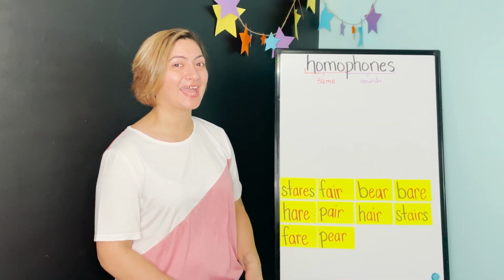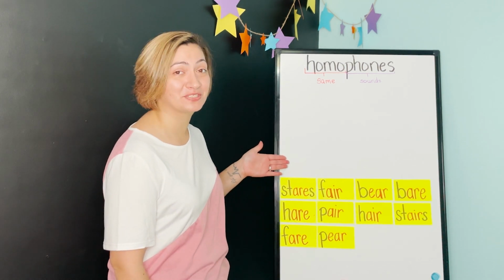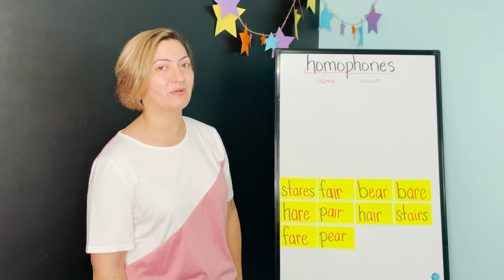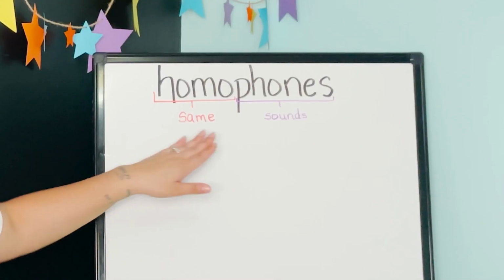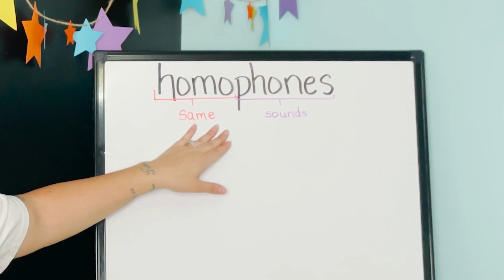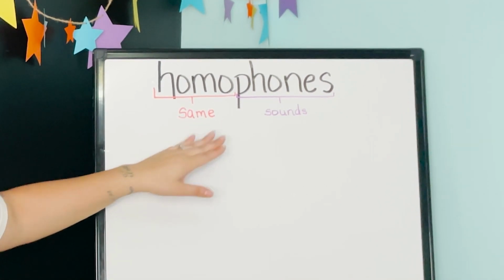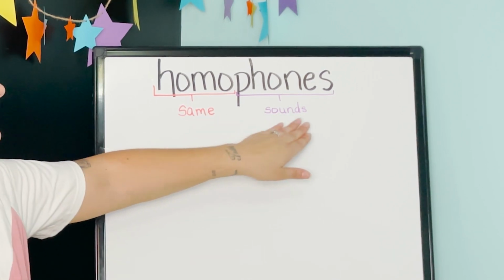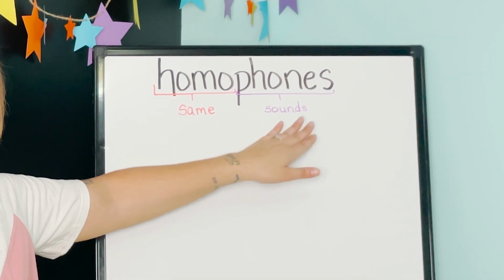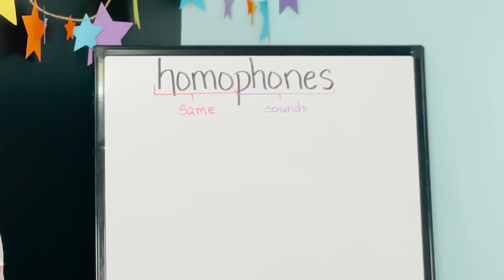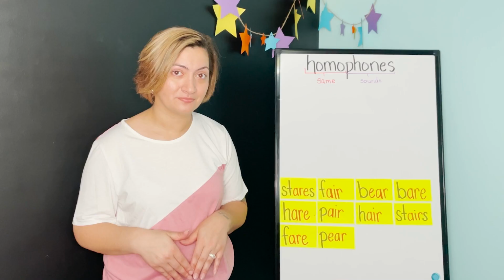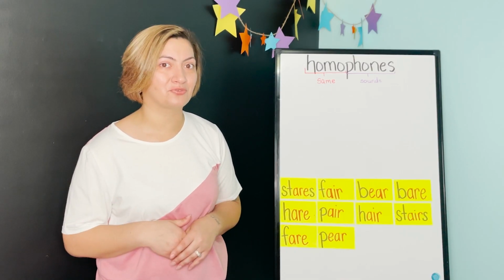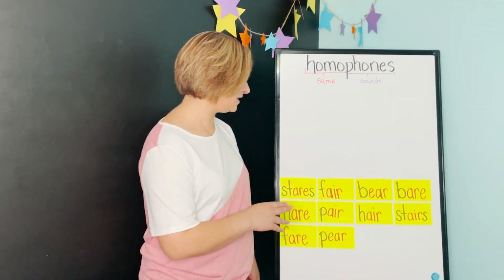All right, scholars, I have some air words here on our board that we're going to read through in just a second. First, I want to talk about what these words are. These words are classified as homophones. Can you say homophones? Good. Homophones means that these words have the same sounds, like air. They all have the air sound in them. But we know that air can be spelled in different ways, right? These words are going to be spelled differently and have different meanings, but they're going to be pronounced the same way. You'll get it more when we go through it. Are you ready? Let's go ahead and go through these words.